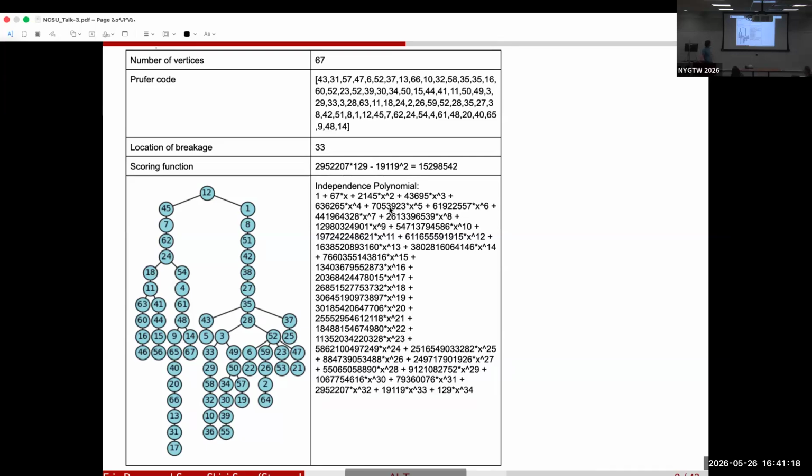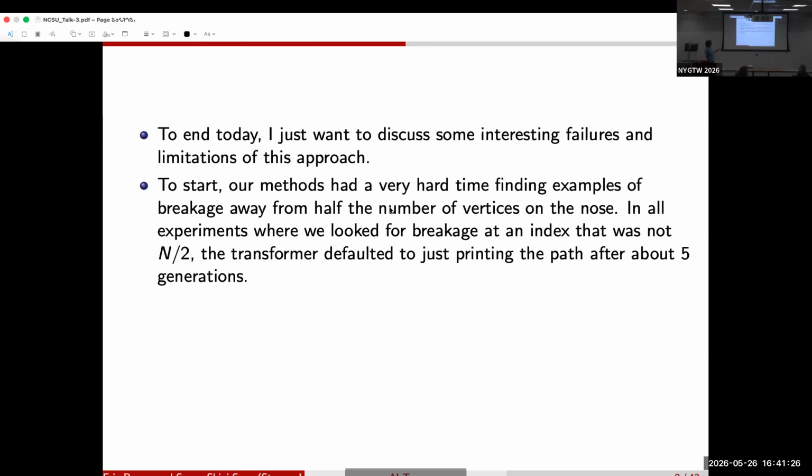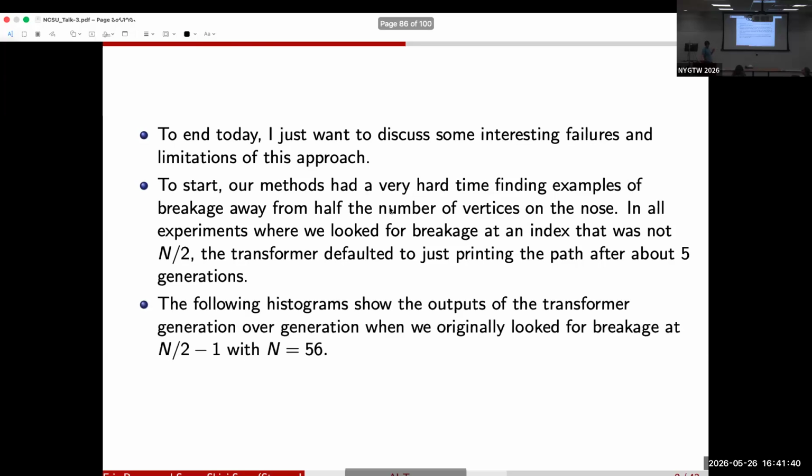So, to end today, I just want to discuss some interesting failures and limitations of this approach. To start, our methods had a very hard time finding examples of breakage away from half the number of vertices. In all experiments where we looked at breakage at an index that was not n over 2, the transformer defaulted to just printing the path after about 5 generations.